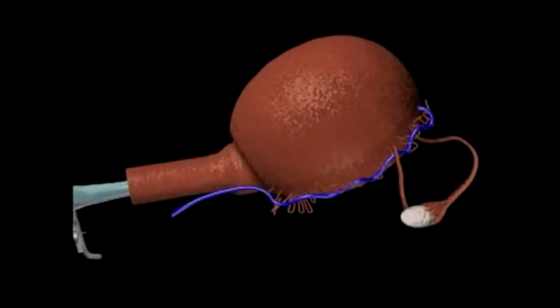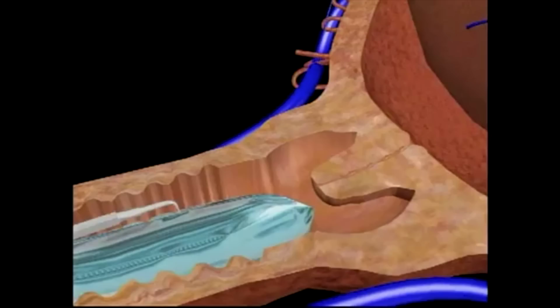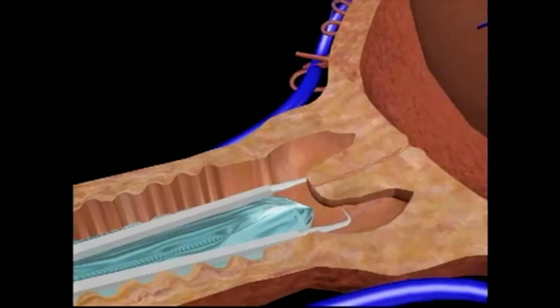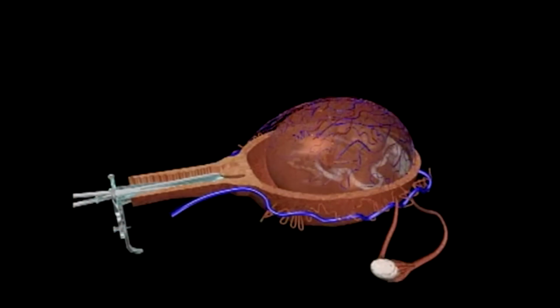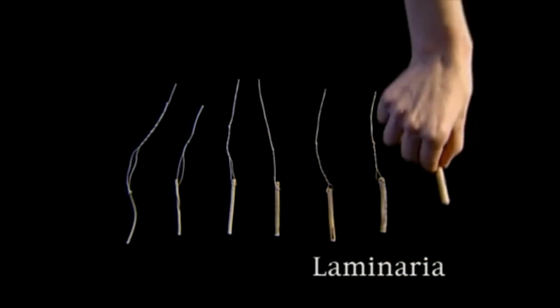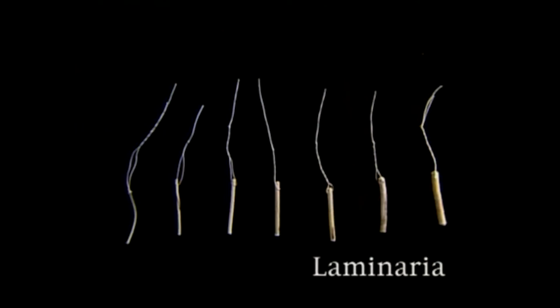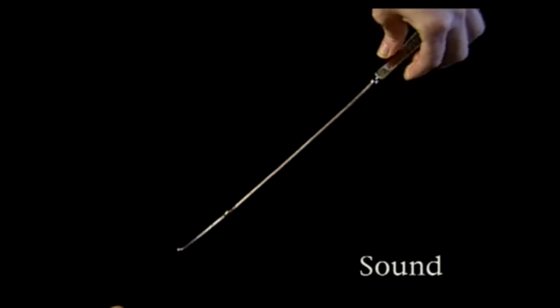On the first day, the patient's vaginal opening is enlarged through the use of a speculum. Then a tenaculum is locked onto the cervix and pulled until the uterus is brought in line with the vaginal canal. Next, the cervical dilation process begins with the insertion of a compressed seaweed product called laminaria. Before insertion, and it's not unusual for more than one laminaria stick to be inserted at a time, the depth of the cervical canal is measured with a thin metal rod called a sound.